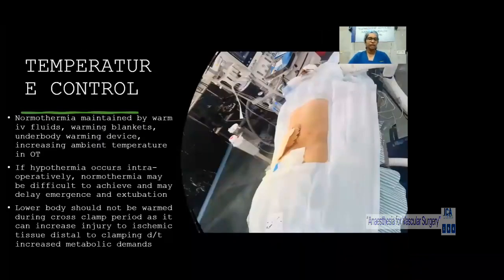So normothermia is essential in these surgeries, and it can be maintained by using warm IV fluids, warming blankets, underbody warming devices, and increasing the ambient temperature of the OT. If hypothermia does occur intraoperatively, normothermia may be difficult to achieve and may delay the emergence and extubation. Also, the lower body should not be warmed during the cross-clamping period, as it can increase the injury to the tissue distal to the clamping due to increased metabolic demands.